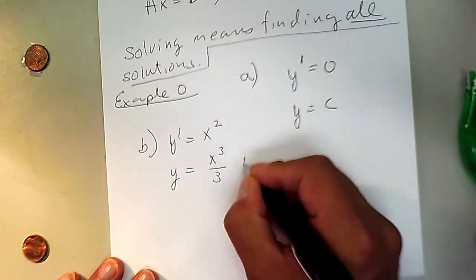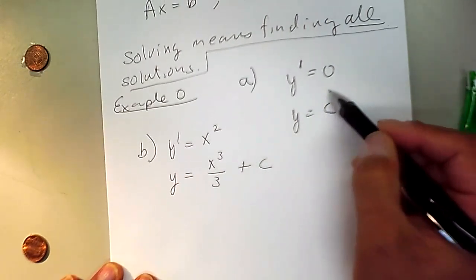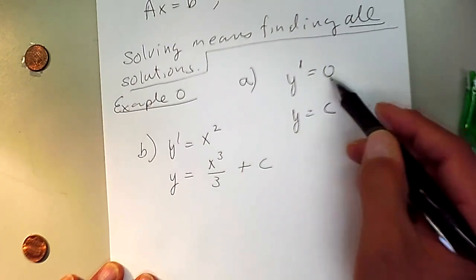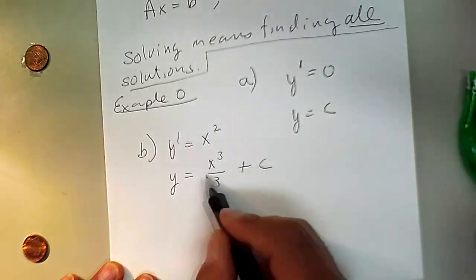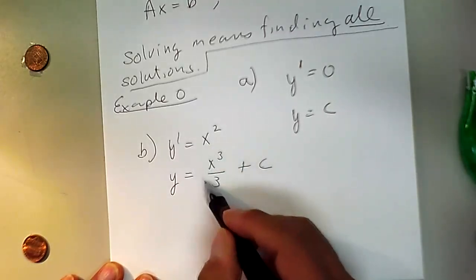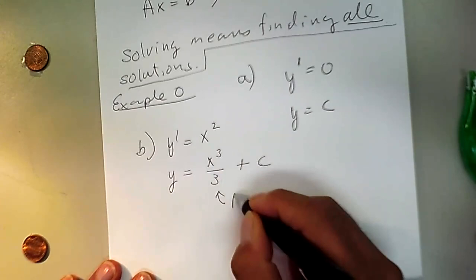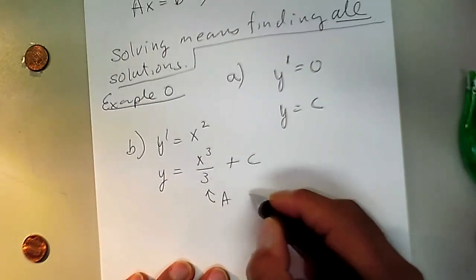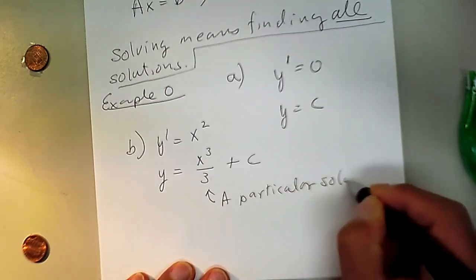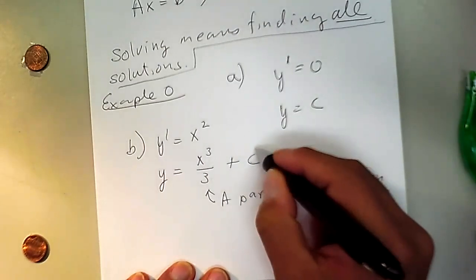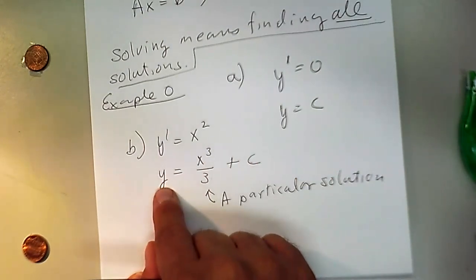But then we always add a constant, which happens to be the solution to this other equation when this is equal to 0. So we always add all the solutions to this equation. This is a single solution, and that's how we obtain all the solutions. So this is a particular solution. It's not all the solutions, but it is a particular solution.